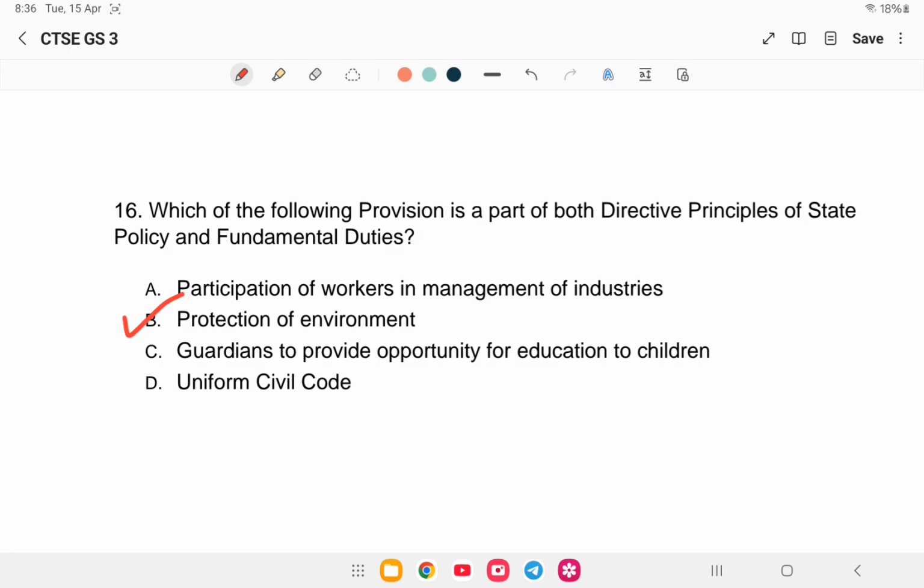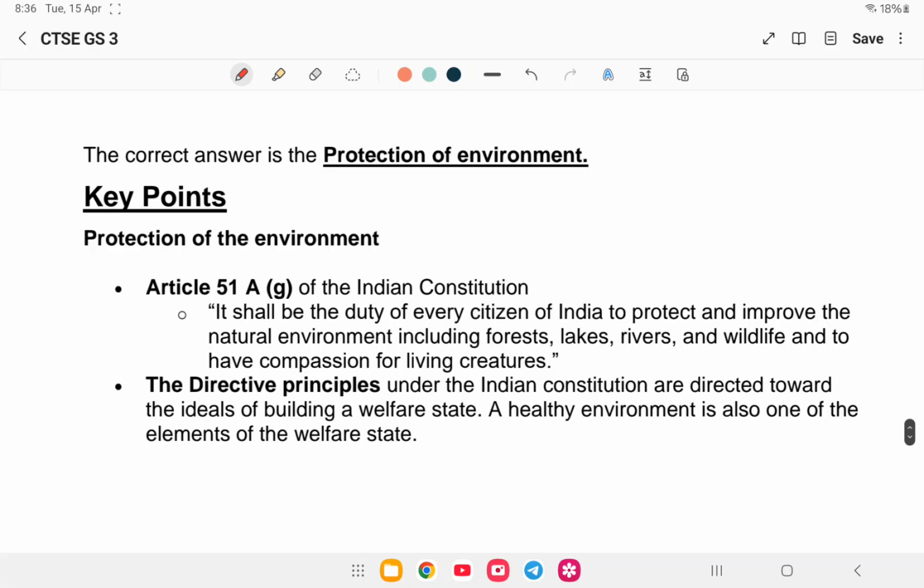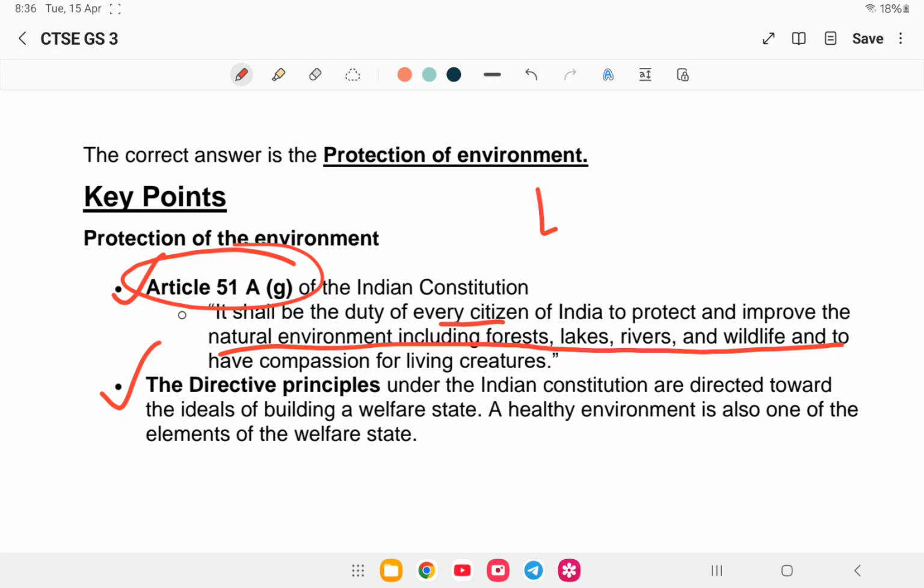Let us study in detail about this. So protection of environment is in the fundamental duties under Article 51A(g). That is, it should be the duty of every citizen of India to protect and improve the natural environment, including forests, lakes, rivers, and wildlife. Our DPSP under Article 48A provides protection of environment. So this is correct: protecting the environment is in both DPSP and fundamental duties.